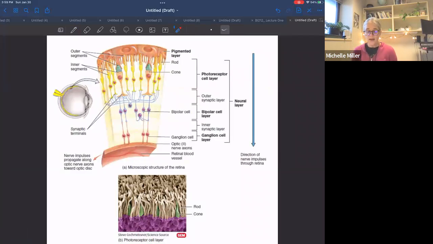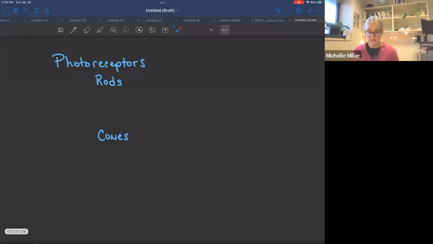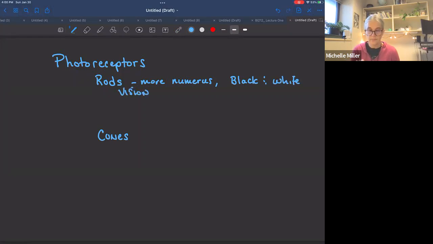The rods are actually more numerous overall. They also are responsible for black and white vision. They also are more sensitive to low levels of light.